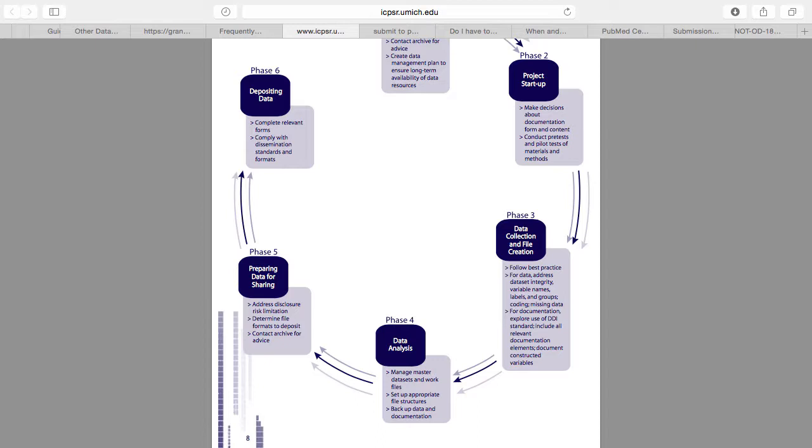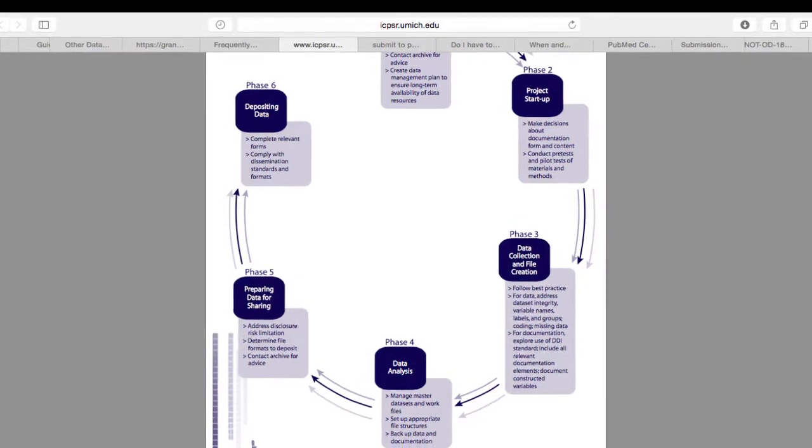In this phase, it is important to understand the requirements of the granting agency, like the NIH, and to assign data management roles to the different research team members.